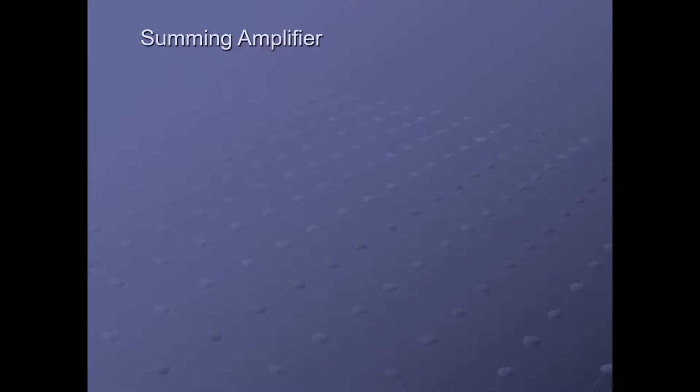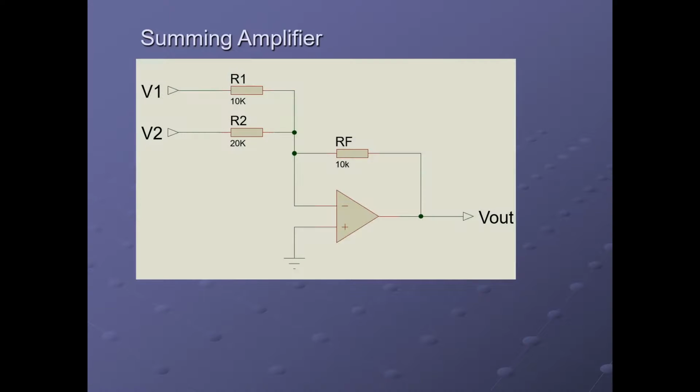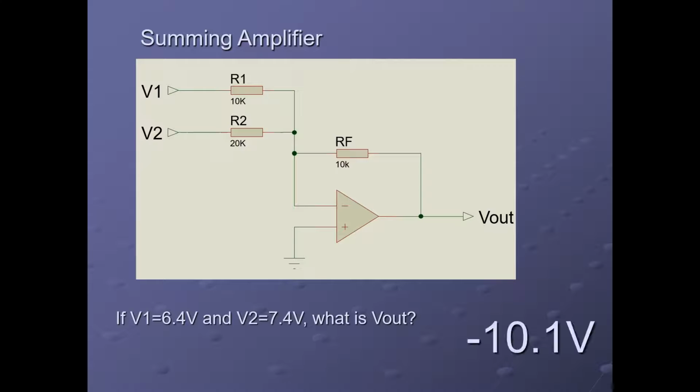Okay, so summing amplifiers. What I want you to do is pause the video again and try and figure out, if V1 was 6.4 volts and V2 was 7.4, what would V out be? So use the equation. You should get minus 10.1 volts.